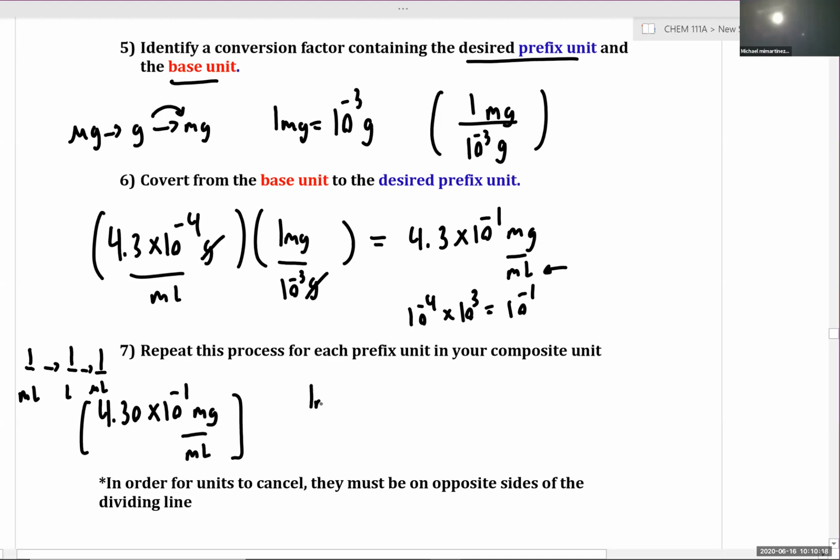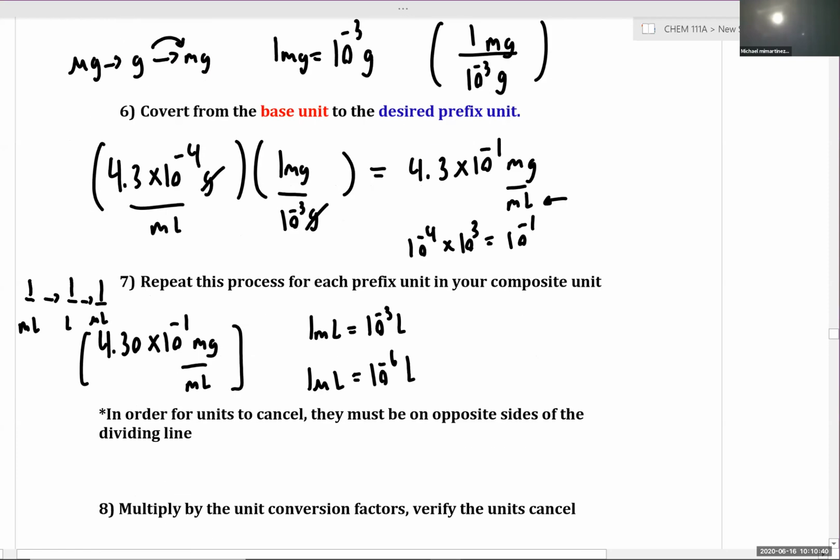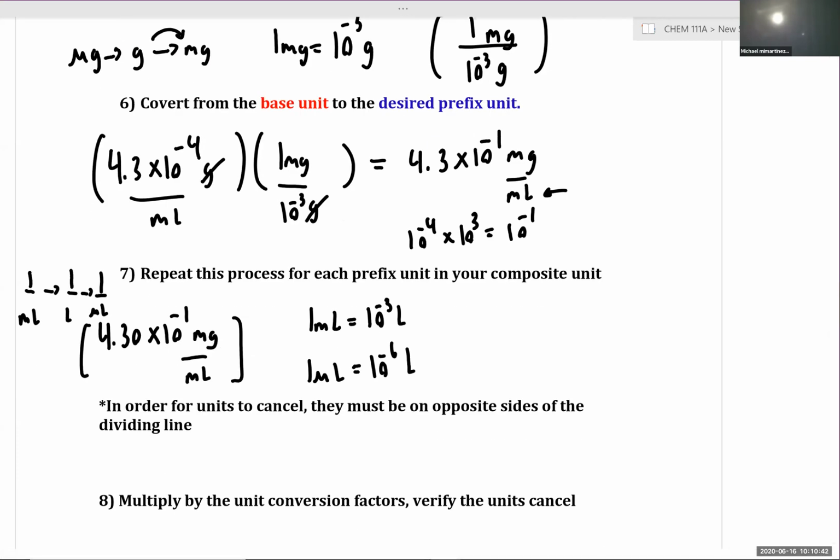So we know 1 milliliter, we've seen the milli prefix before, corresponds to 10 to the negative third liter. Okay, we know 1 microliter corresponds to 10 to the negative sixth liters. Okay, so we have our equalities in place. However, we need to be really careful about how we set up our conversion factors. Okay, so what do I mean by that?